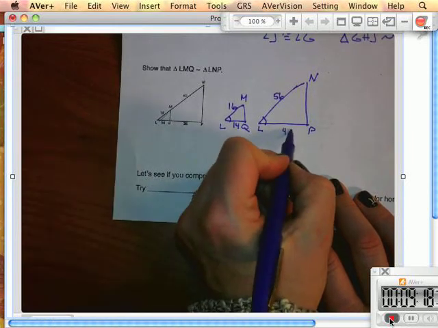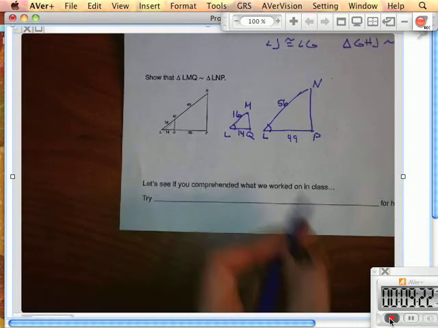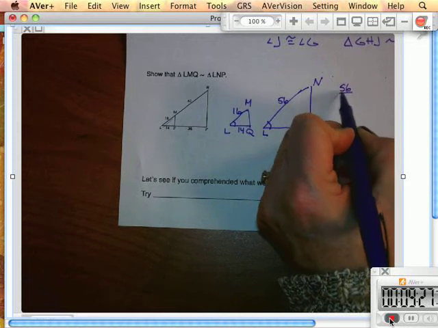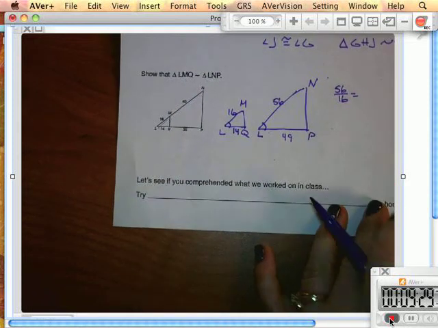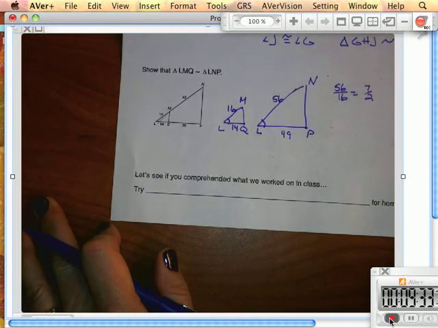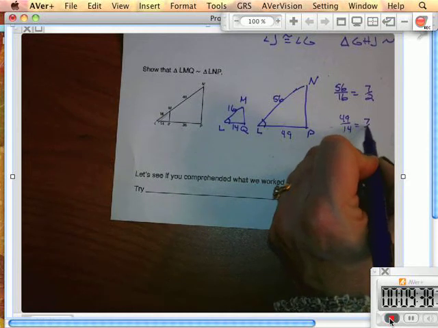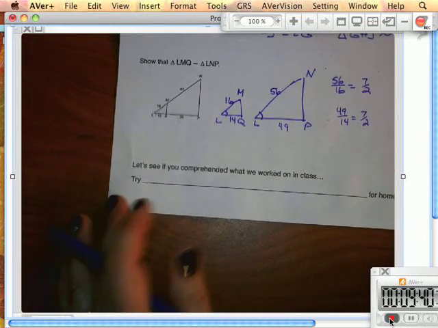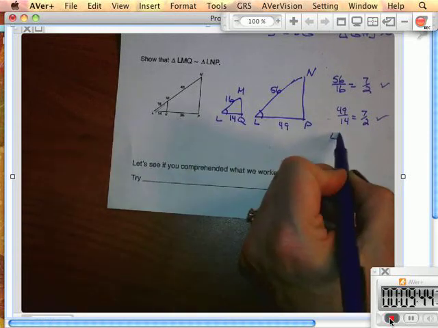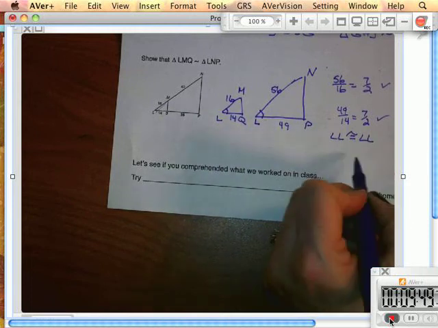49. So it looks like I'm going to try it for side angle side similarity. So I'm going to do this right here, this ratio. 56 is to 16. And that becomes 7/2. And then 49 over 14 becomes also 7/2. And then I can say angle L is congruent to angle L. So I do have side angle side similarity.